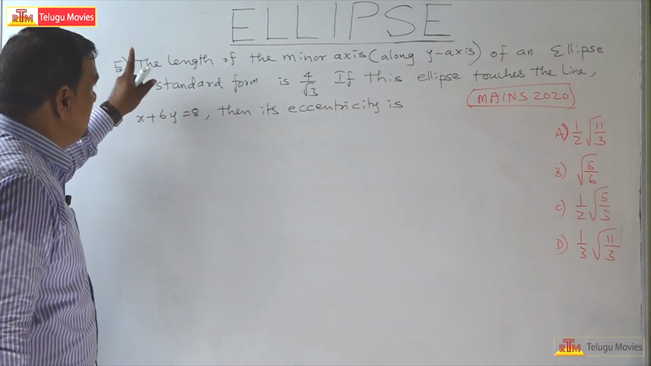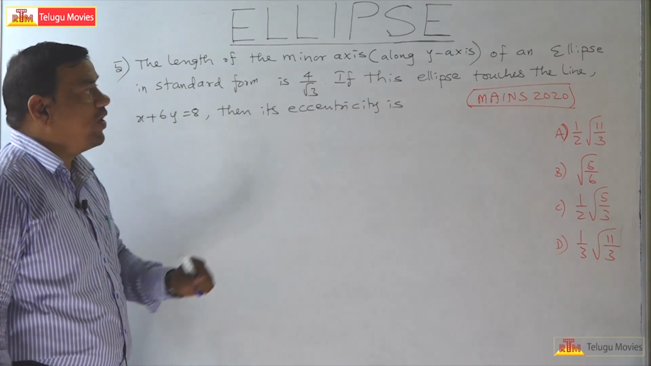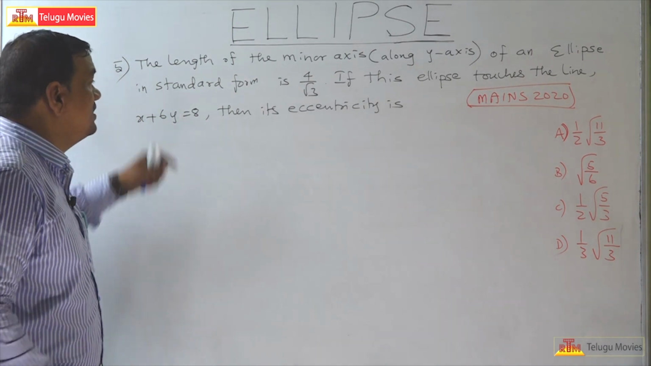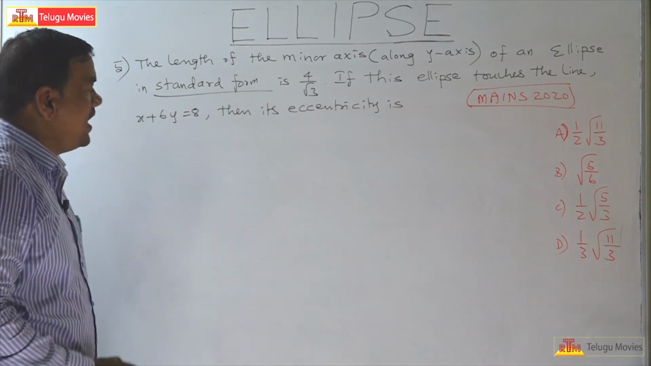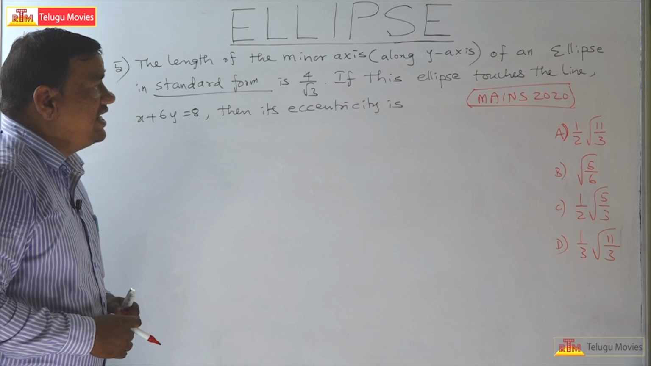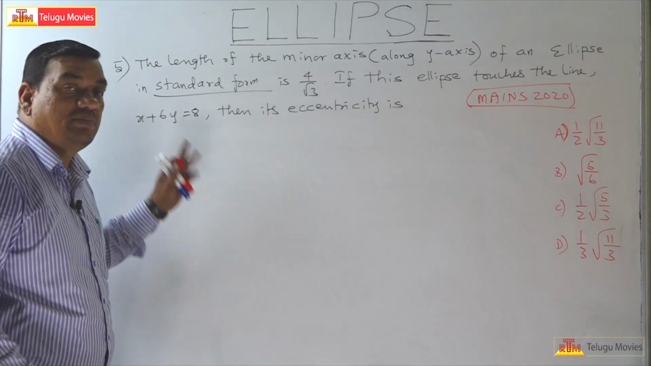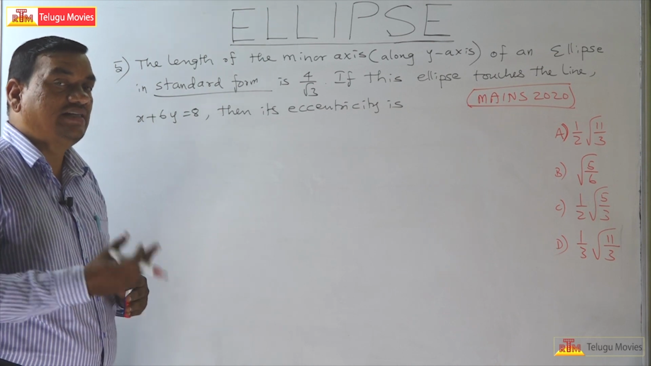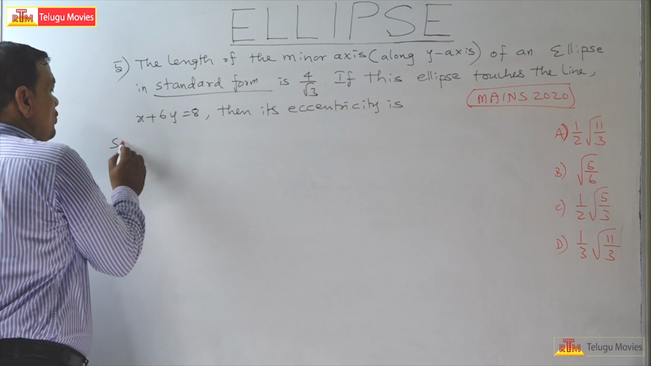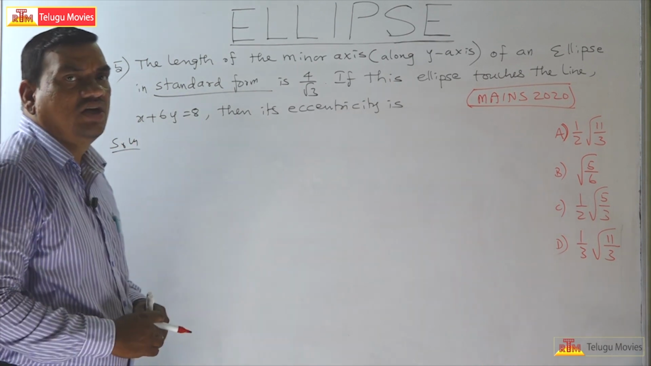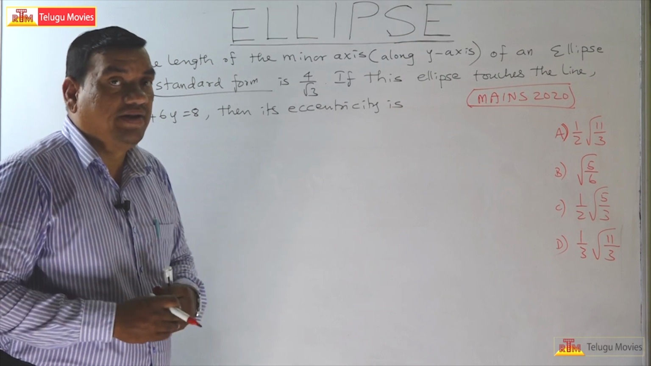So the problem is: the length of the minor axis along the y-axis of an ellipse in the standard form is 4 by root 3. If this ellipse touches the line x plus 2y is equal to 8, that means x plus 2y is equal to 8 is a tangent, then find its eccentricity. Very, very easy problem. This was asked in 2020, so I hope that everybody will do this problem, those who are seriously preparing for examination.